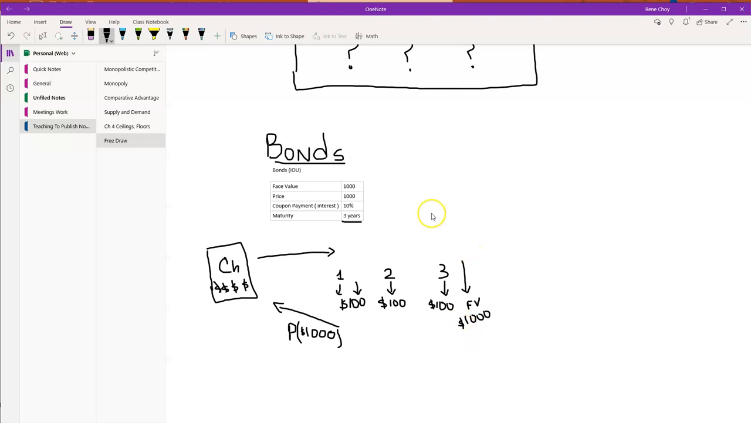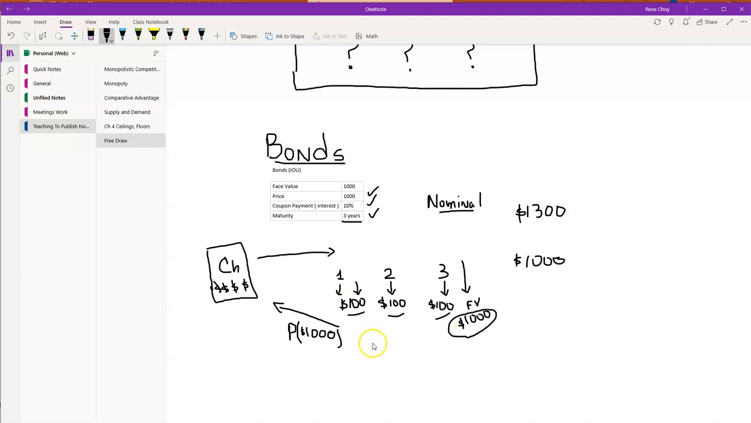So in nominal terms, by the way, not in real terms and not discounted, you're going to be receiving over 3 years $1,300 for your $1,000 investment. Again, that's on a 10% bond for 3 years with a price of $1,000 when you buy. So that's why people buy bonds, because basically it pays interest, and then at the end of maturity, you get your face value back.